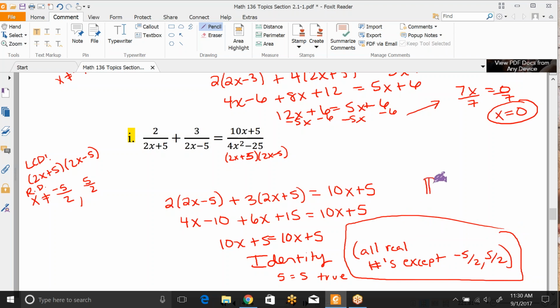You could write R, the real numbers, this double-backed R, minus, and then you could just say there's a group of numbers that we don't use, -5/2, comma, 5/2. So this is actually a more professional way of writing it, but you can write it as a sentence as well.